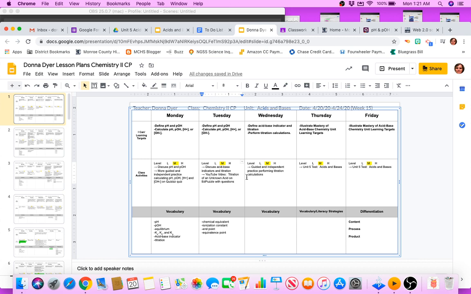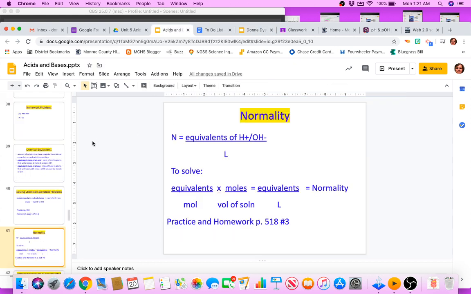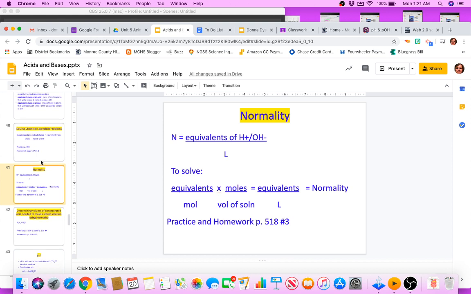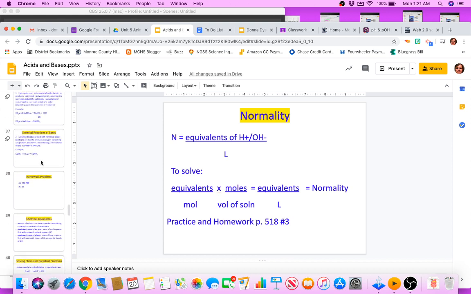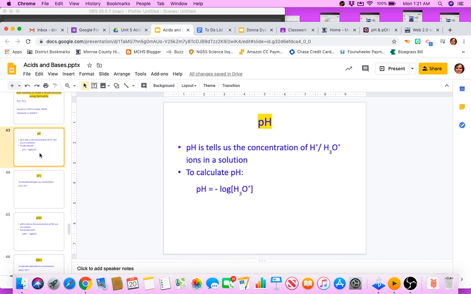And so that will be tomorrow and Wednesday, and then planning on having a test over acids and bases by the end of the week. So these lesson plans have been posted on Google Classroom. You can go and look at those if you want to. So what we want to look at today then are calculations dealing with pH and pOH.